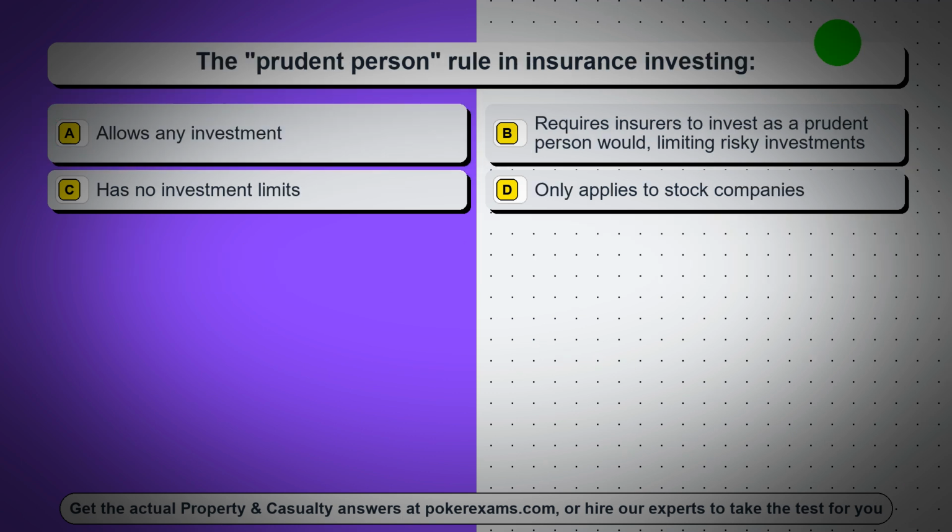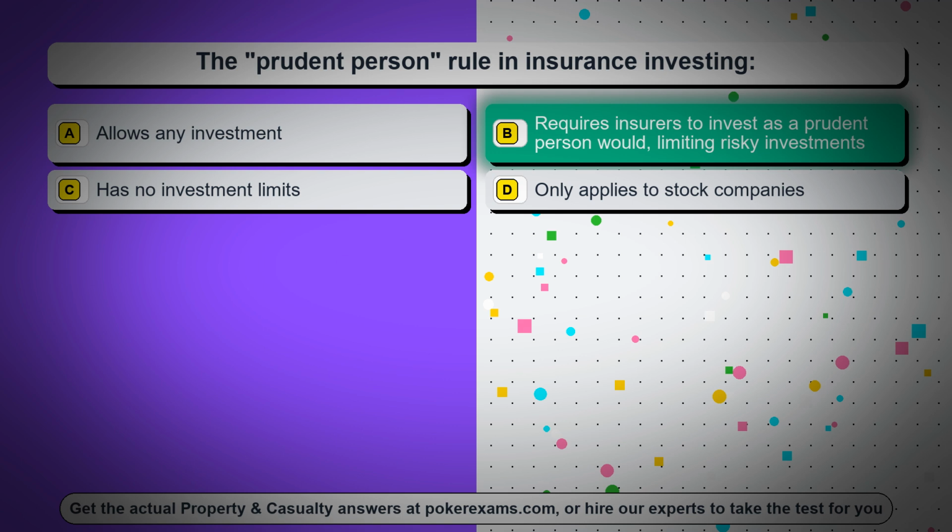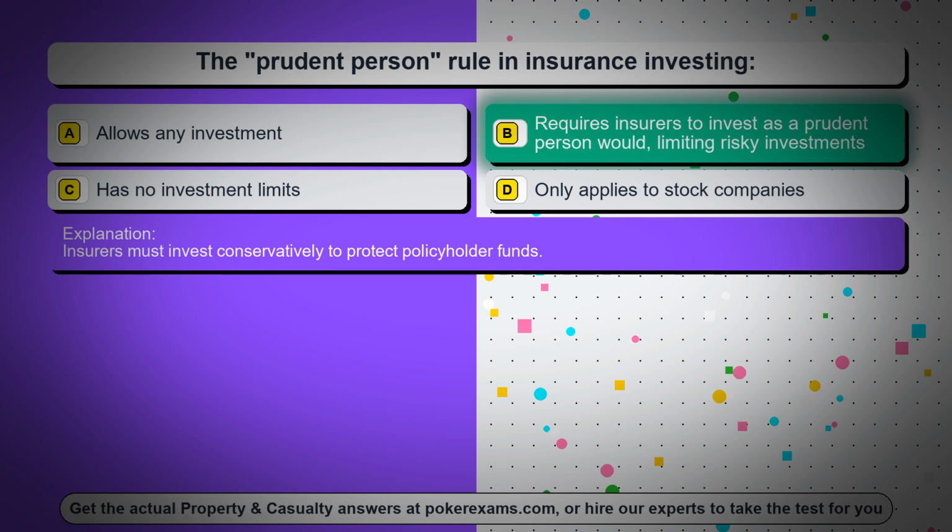Question 67. The prudent person rule in insurance investing, option A, allows any investment, option B, requires insurers to invest as a prudent person would, limiting risky investments, option C, has no investment limits, option D, only applies to stock companies. The correct answer is option B, requires insurers to invest as a prudent person would, limiting risky investments. Insurers must invest conservatively to protect policyholder funds.